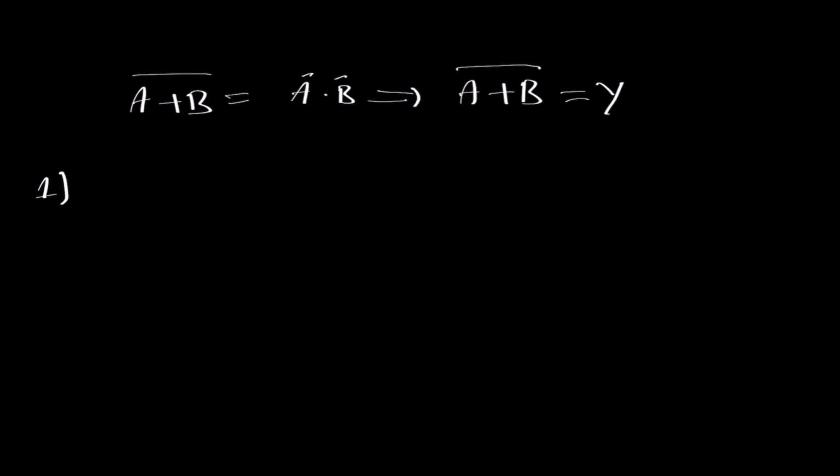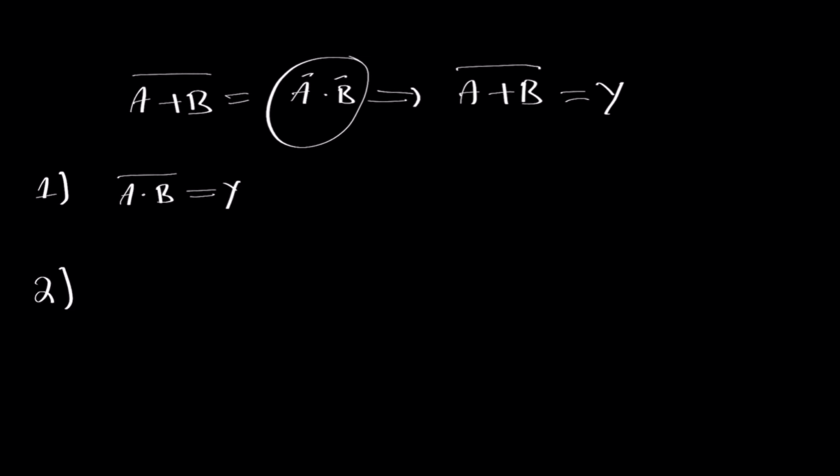Okay, so the goal is to get this one. Step 1 was to change everywhere you see AND to OR, and everywhere you see OR, you make it AND. So this is an OR gate. Now we will make it A and B over bar, the long over bar, equal to Y. So that was the first step we did.